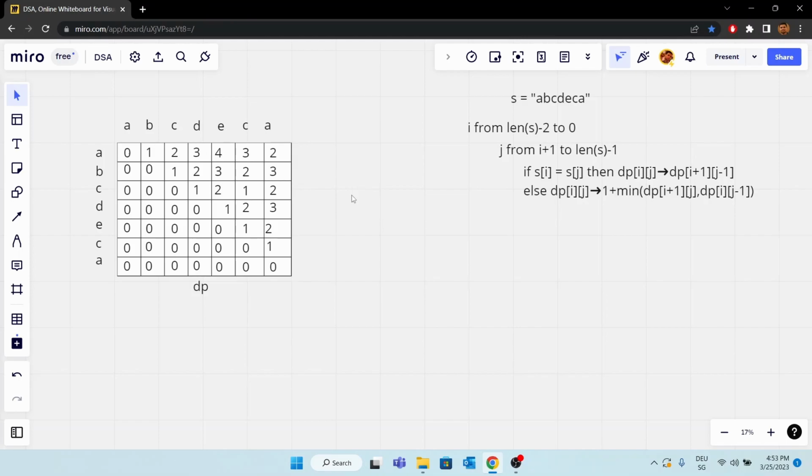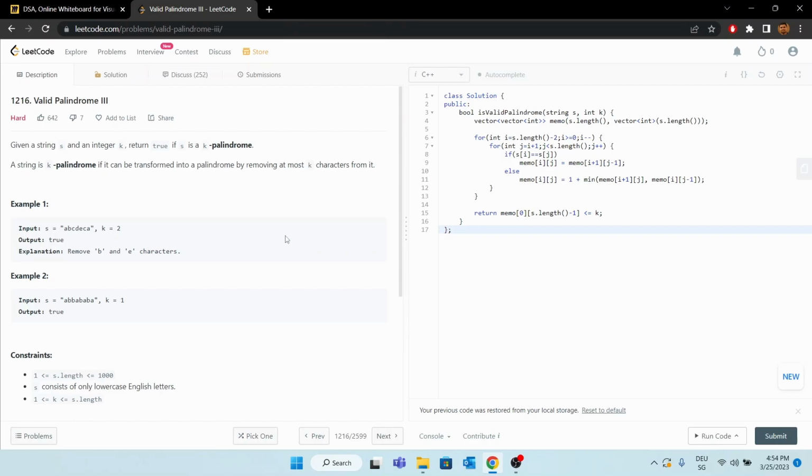Now it's time to find out the time complexity and space complexity of this algorithm. Here we can see that the value of I iterates at most n times, where n is the length of the string, and for each value of I, the value of J is iterated at most, for the very last case, n times. So our time complexity is O of n square. And if you have a look at this 2D array, we can see that the space complexity is also O of n square. Now let's solve this problem in Leetcode.